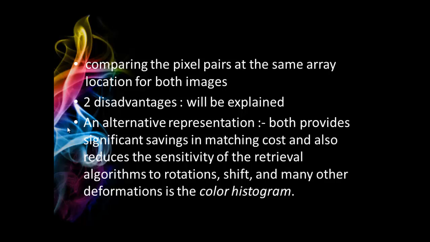pixel by pixel matching of the images would be good for looking for almost exact matches. But any images that are slightly rotated or shifted would be identified as mismatches. But there is also an alternative representation, which provides significant savings in matching costs and also reduces the sensitivity of the retrieval algorithms to rotation, shift, and many other deformations. It is the color histogram. That is our alternative representation.